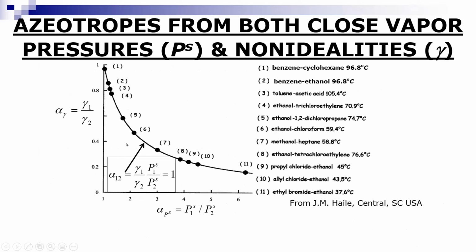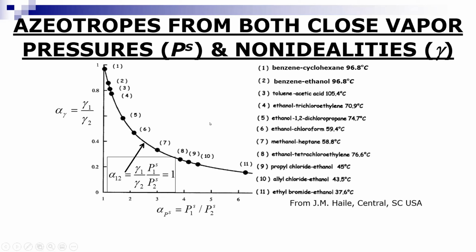Now, if we plot the ratio of activity coefficients, this is the alpha gamma term, versus the alpha PS, which is the ratio of vapor pressures, on the same plot, this is a curve where alpha is equal to 1. So that's the hyperbola of this equation. And if you're on this curve, you have an azeotrope.